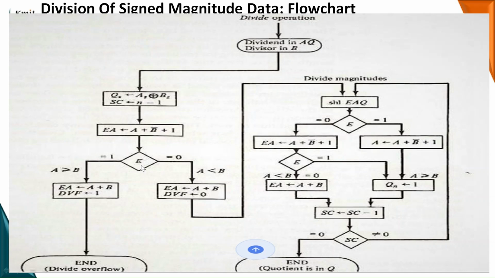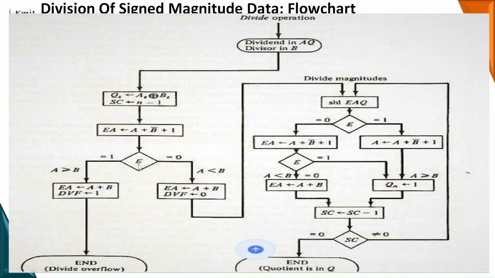So based on the carry bit which is stored in E, we are going to determine if A is greater than or equal to B or A is less than B. If A is greater than or equal to B, based on the overflow condition, we say that there is an overflow, which means the quotient that you get out of this division requires more than 5 bits, more than the capacity of your quotient register. Then we set the divide overflow flip flop to 1.